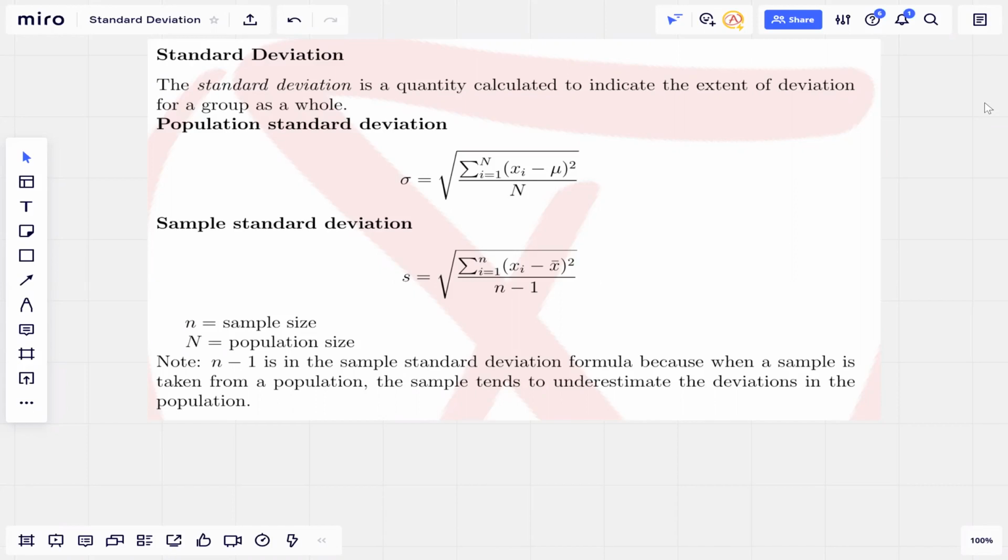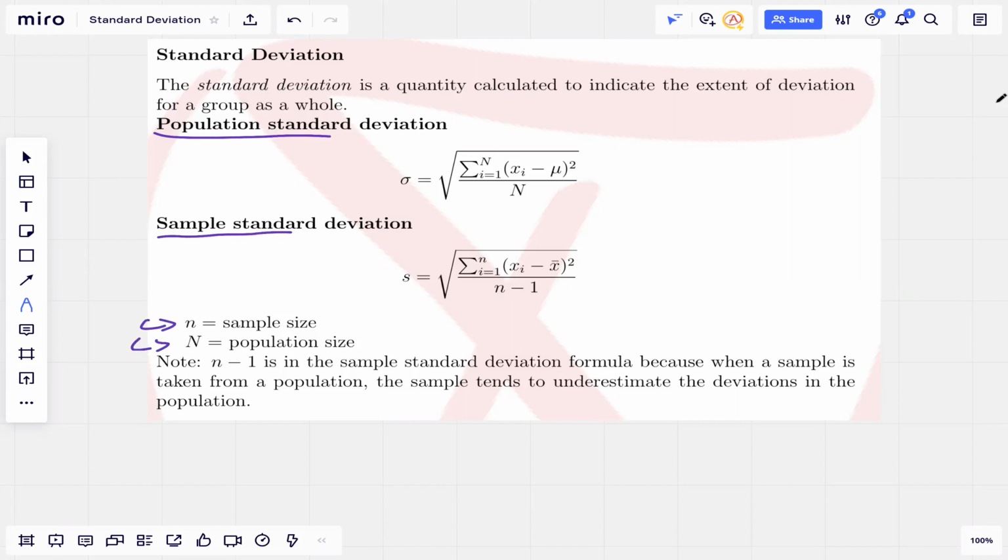But before we do that, as we know, we have a population, that's all the data. And then of course we have a sample, so just a selection of points or data values from that entire population of data values. So as a result, we're going to have a population standard deviation and a sample standard deviation. Okay, so again, remember little n denotes the sample size, capital N denotes the population size.